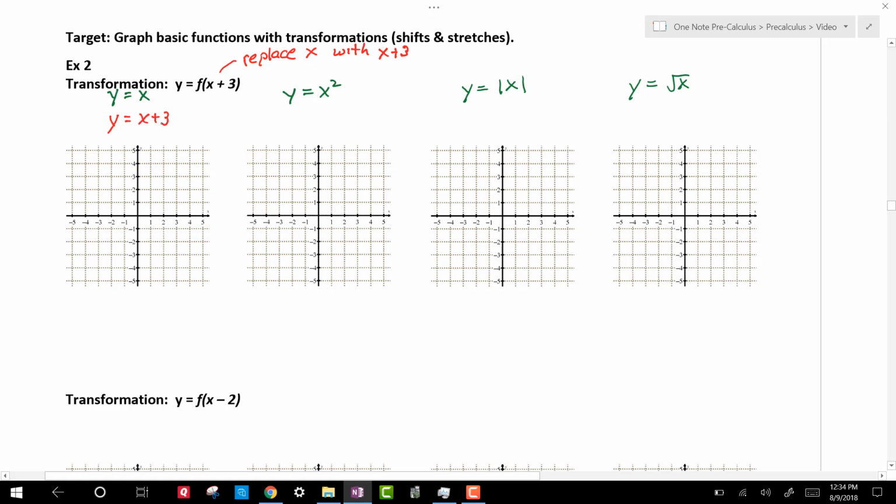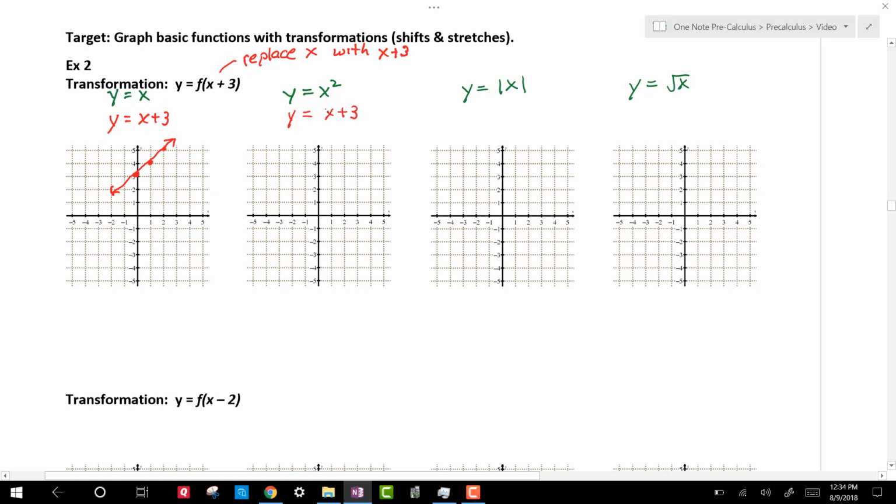Looks the same as the last one, doesn't it? Kind of strange, but if I were to graph this, again, y-intercept at 3, slope of 1, and we have the first one. Linears are pretty straightforward. On the second one, I'm going to take out the x, and I'm going to replace it with x plus 3.